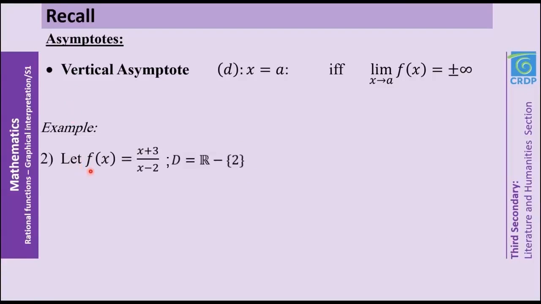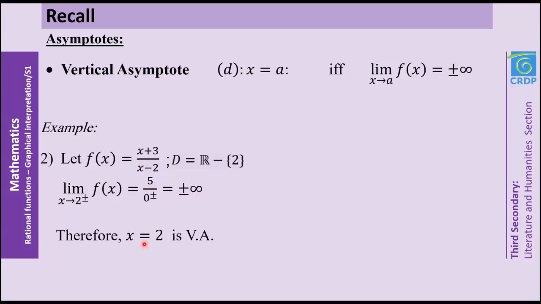In this example, we have f of x equals x plus 3 divided by x minus 2. Again, we need to find the limit of f of x as x tends to a constant to be equal to plus or minus infinity. To solve the limit of f of x as x tends to 2, we substitute x by the value of 2. Here we get 5 divided by 0, which is plus or minus infinity. Therefore, x equals 2 is our vertical asymptote.